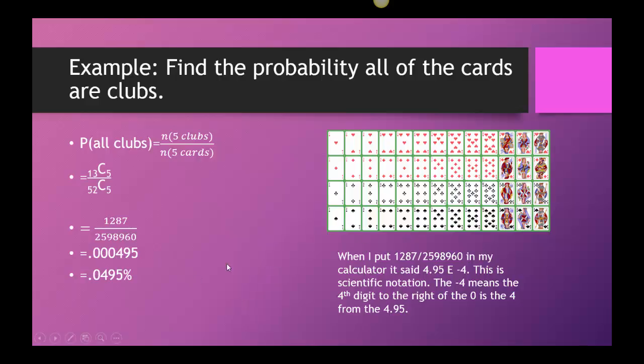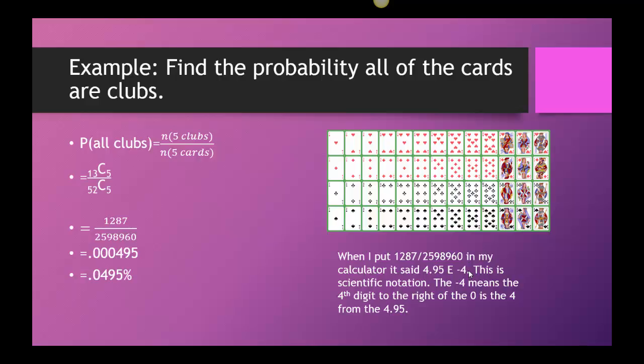So let's go back and talk about this percent and this decimal really quick. When I put 1,287 over 2,598,960, what my calculator put on the screen for me was 4.95 e to the negative 4. I want you to try this in your calculator too as a comparison. If you have to stop me from talking right now, push pause and check this out because I want you to see what it looks like so you're not surprised later.